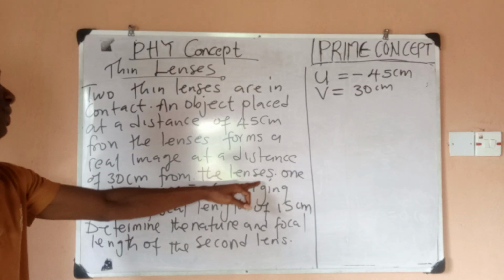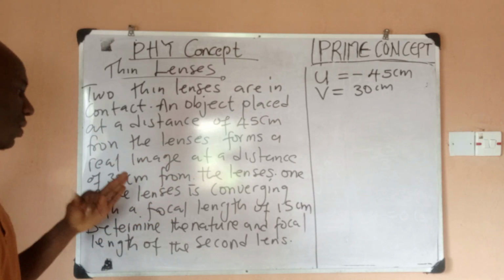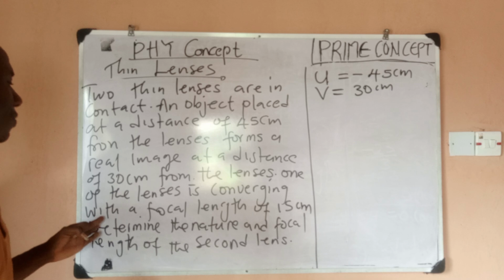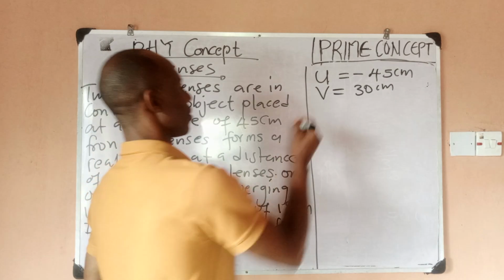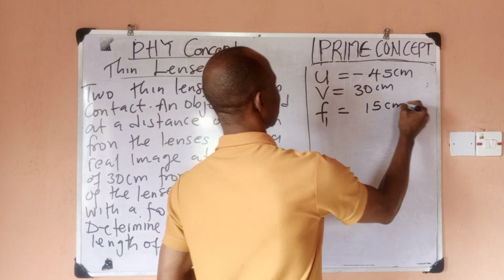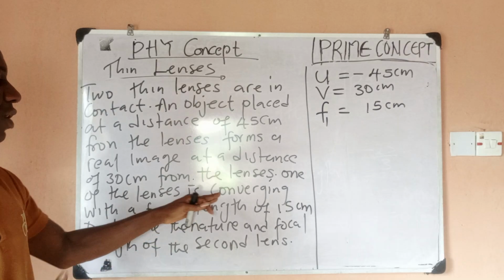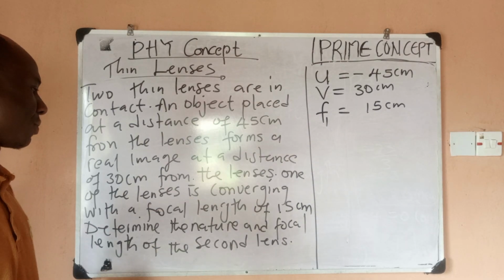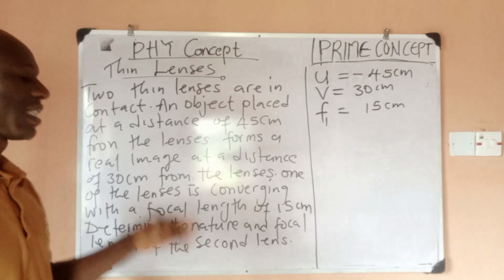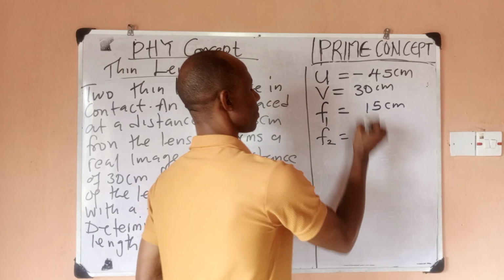Now, one of the lenses is converging, that is to say, a convex lens with focal length 15 cm. This is f1. Will it be positive or negative? Of course, since it is converging, it's going to be positive. They said determine the nature and focal length of the second lens, so we want to find f2.